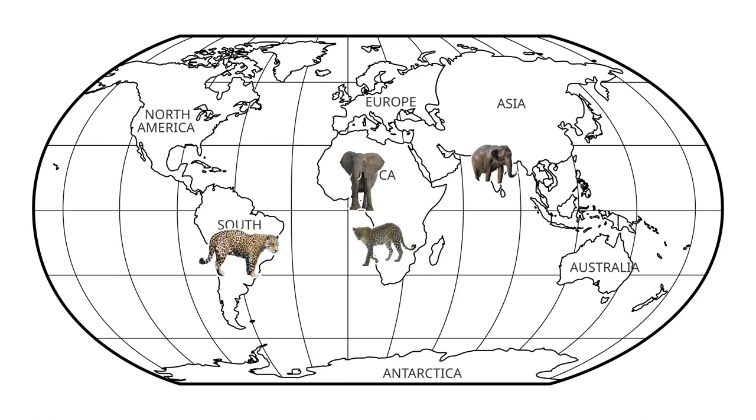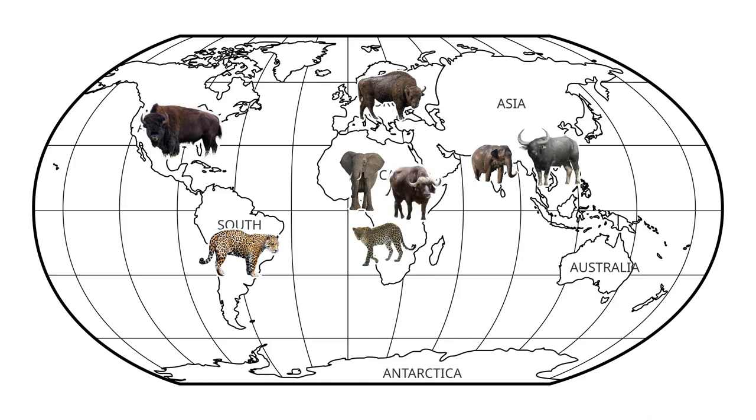Then there are jaguars in South America, which are related to leopards in Africa. Then in North America and Europe, there are species of bison. In Africa and Asia, there are species of buffalo. Although similarities between plants and animals say a lot about connections of these continents in the past.